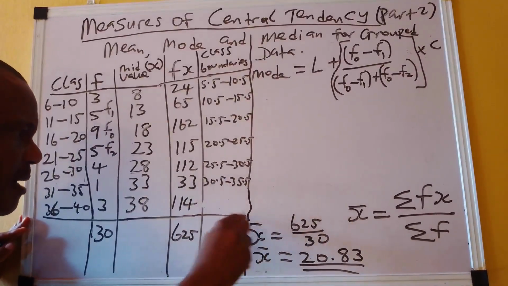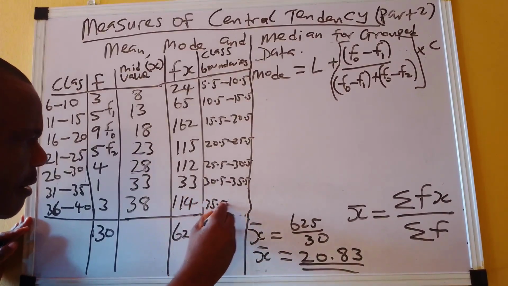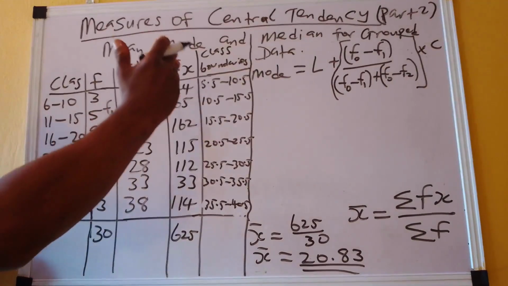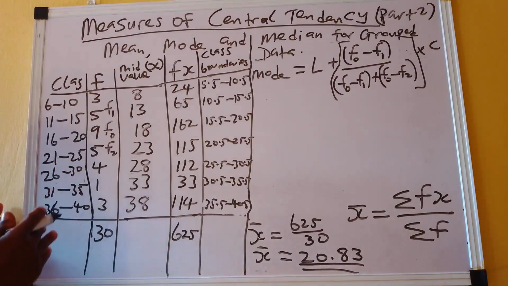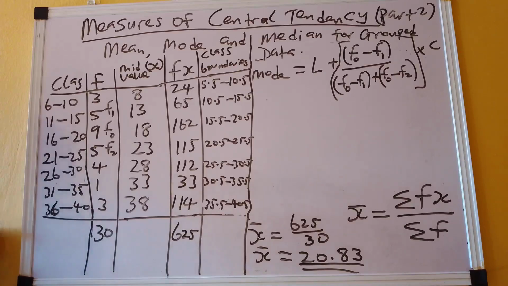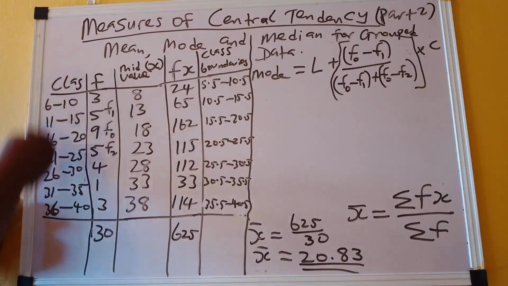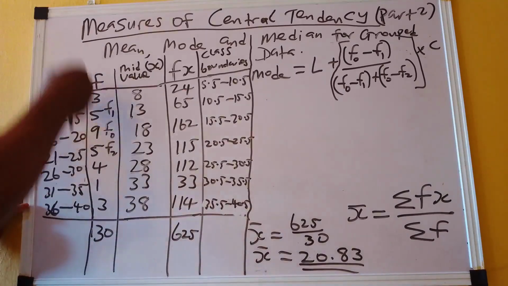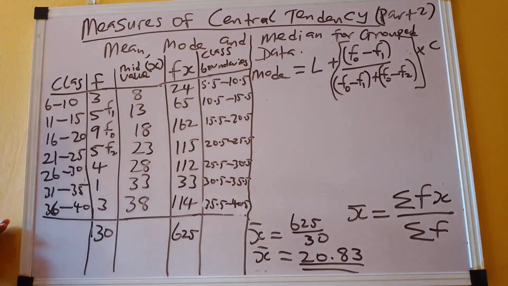So having this, what the class boundary does is to expand the boundaries so that more values can be accommodated into each group. You subtract 0.5 from the lower class. Every class has a lower class and an upper class. For this first class, the lower class is 6. The upper class is 10. So you subtract 0.5 from the lower class and add 0.5 to the upper class. That's what we do to get the class boundaries. Having gotten this, it will now be easier for us to calculate the mode.